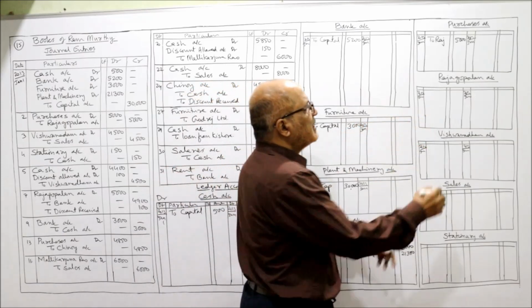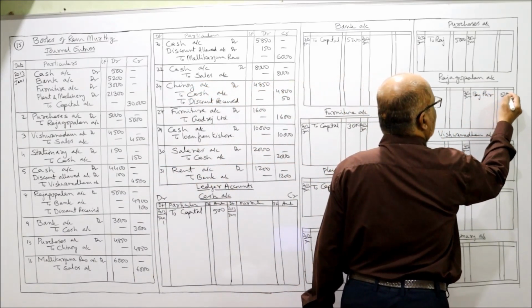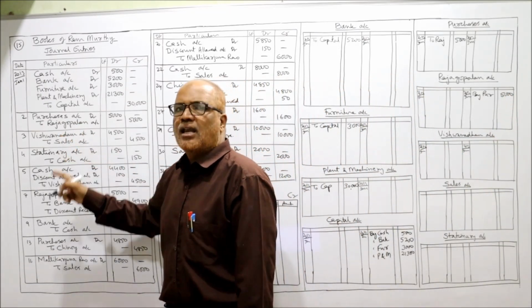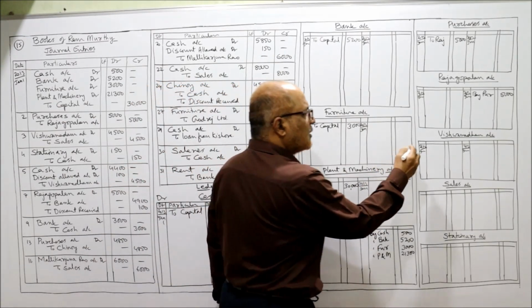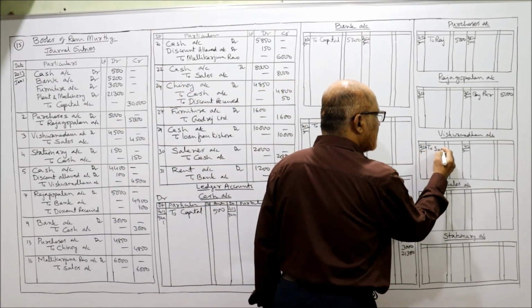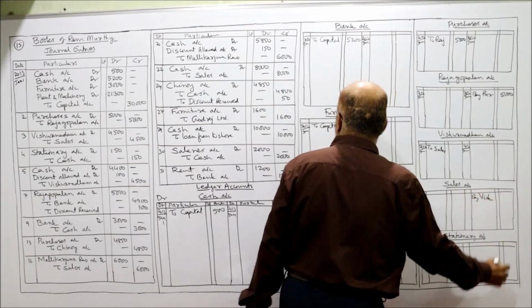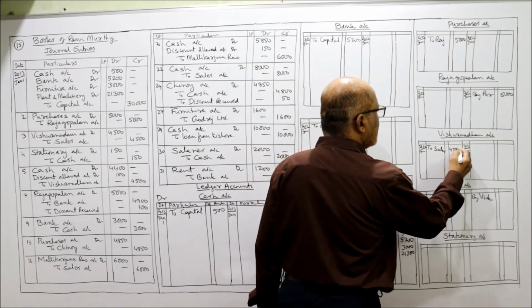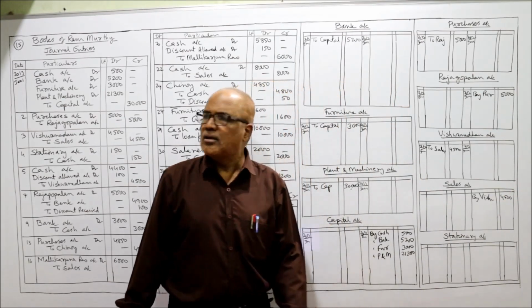Rajagopalan account should be credited by purchases, 5,000. Two entries posted. Third entry, Vishwanathan account debited to sales. Vishwanathan is debited, and sales are credited by Vishwanathan. How much is the amount? 4,500. That's all.